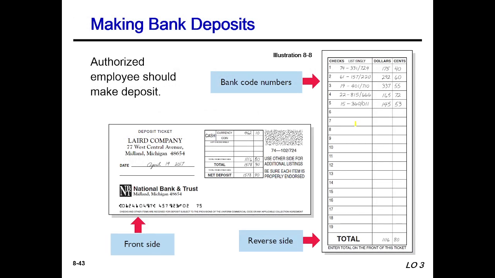Making a bank deposit: authorized employees should make the deposit. Not all employees, but a specific or particular employee should deposit this amount into the bank. Here is the bank code number, and dollars and cents, the amount we write down. This is the front side, and the reverse side shows the total amount.